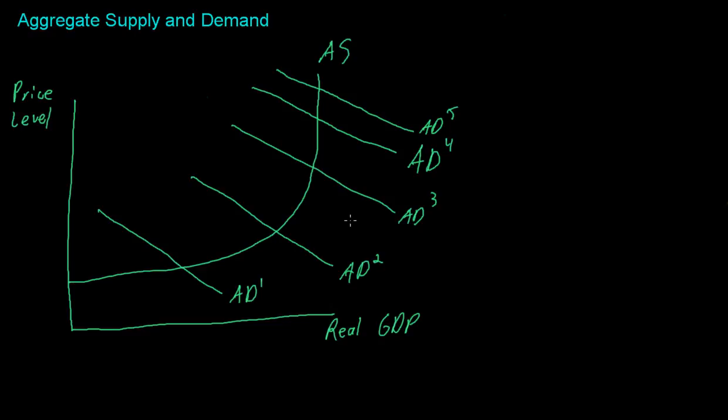So in this video, I'm just going to give a brief overview of the aggregate supply and demand model, and I'm just going to try and hit the big highlights. I'm not going to go really in depth like I did with the supply and demand model because they're very, very similar. They're just talking about different levels of production.